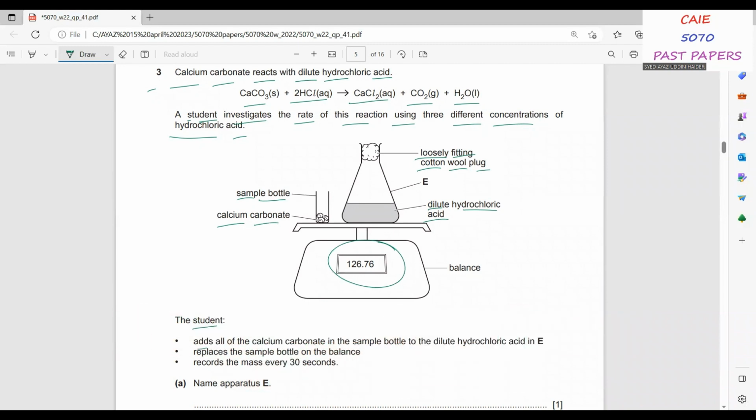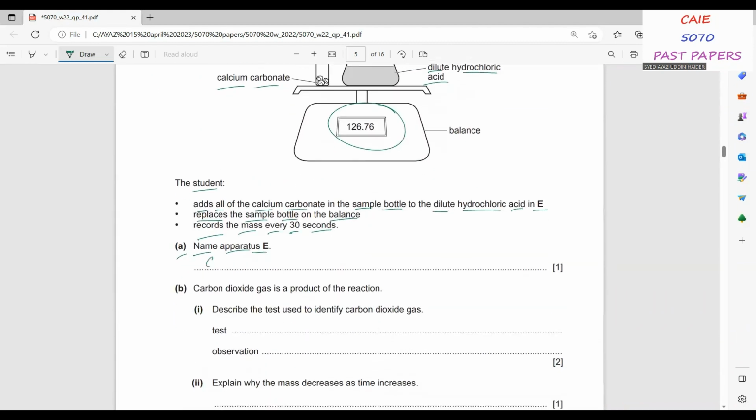The student adds all of the calcium carbonate in the sample bottle to the dilute hydrochloric acid in E, replaces the sample bottle on the balance, and records the mass every 30 seconds. A, name apparatus E. It's a conical flask. So we'll write conical flask.